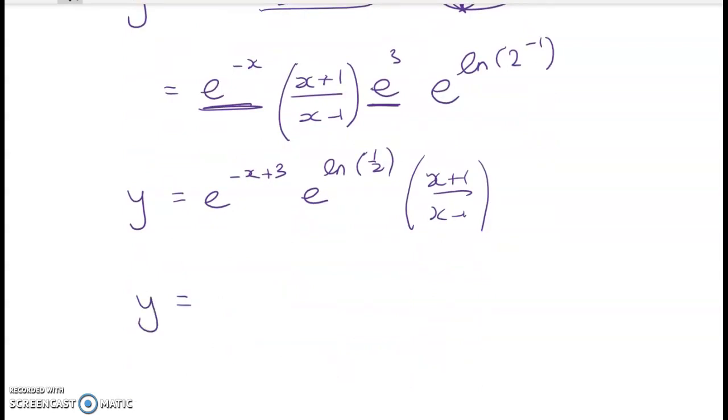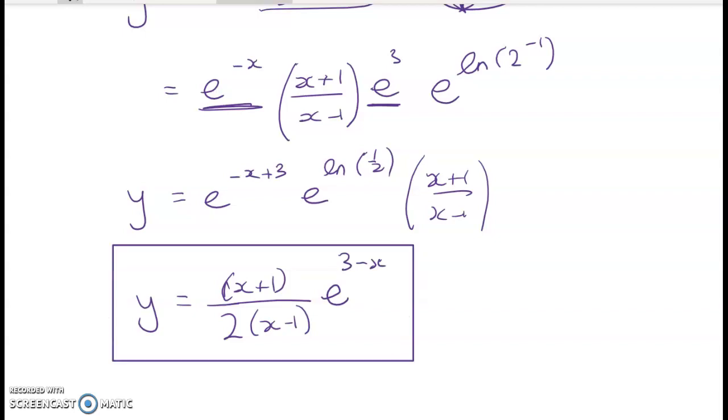So we get a final answer here. y is equal to 1/2 times x plus 1 over x minus 1 times e to the 3 minus x. So that's my final answer for that question. So lots of things to notice in there.